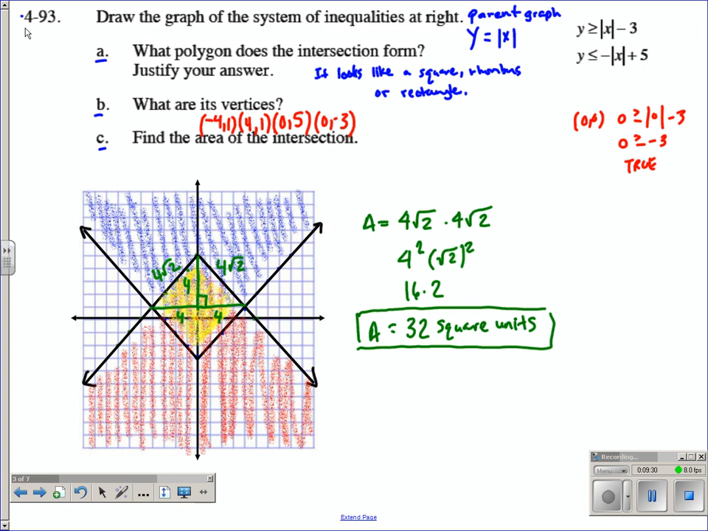If you have questions, this is problem 4-93. Please make sure that you take the time to ask your teacher.